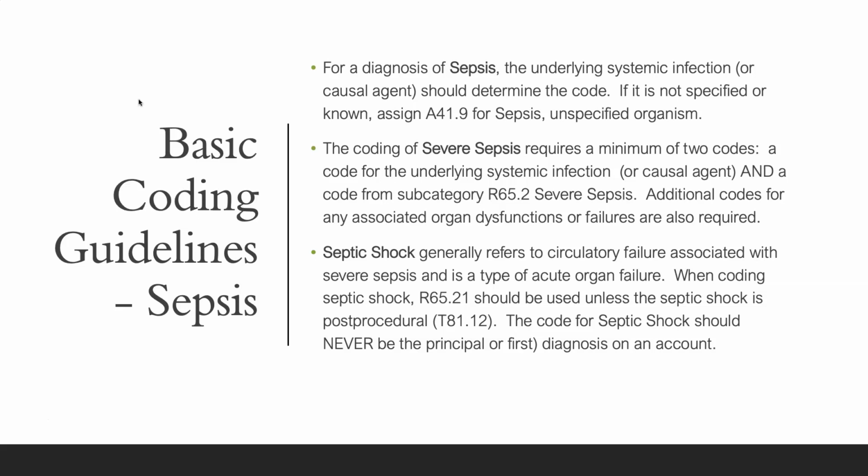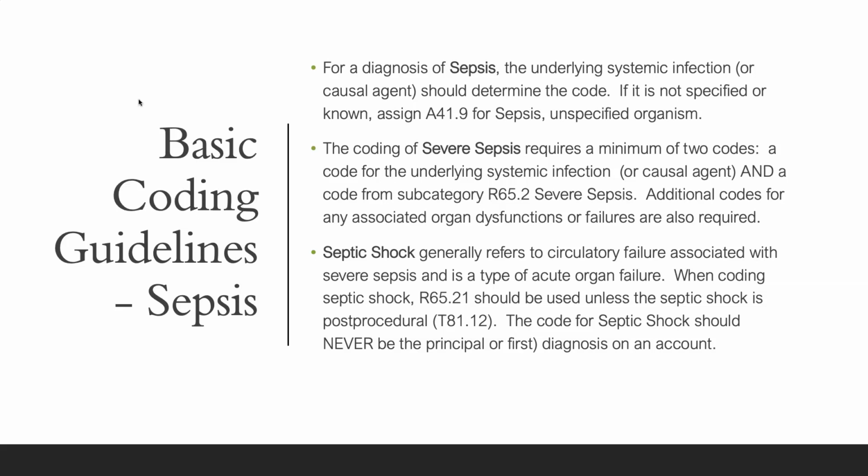For a diagnosis of sepsis, the underlying systemic infection or causal agent should determine the code. If it's not specified or known, then you're going to put in A41.9 just for sepsis unspecified organism. But for the most part, they're going to probably figure out what type of sepsis it is, particularly in the hospital. But in the office, you may find yourself doing A41.9 for sepsis unspecified organism if you've got someone who comes in with sepsis and is going to be sent to the hospital.